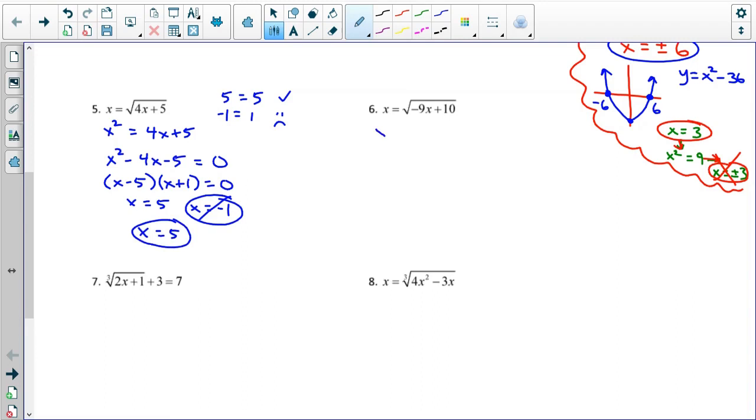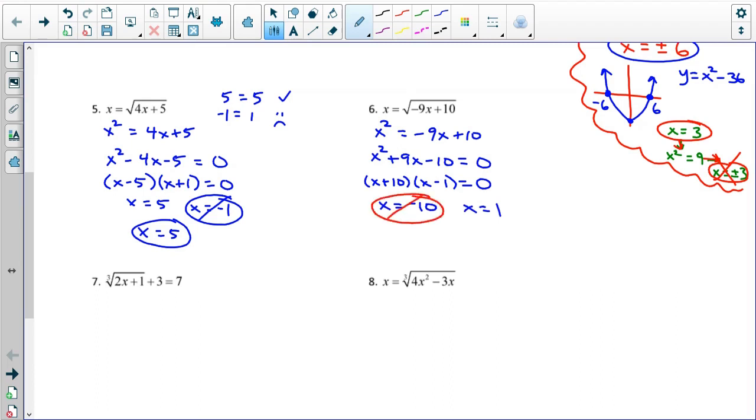Number 6, likewise, I will square both sides. So I have x squared equals -9x plus 10, x squared plus 9x minus 10 equals 0, x plus 10 and x minus 1 are the factors. So I get x equals -10 and x equals 1. If I substitute these things back in, I end up with -10 not working because -10 does not equal +10, but x equals 1 does work.